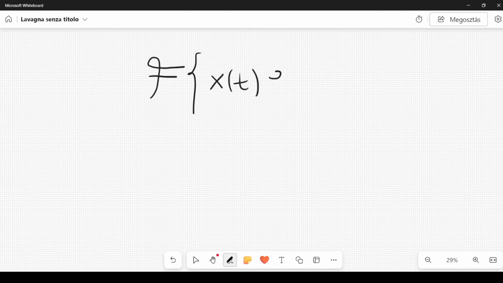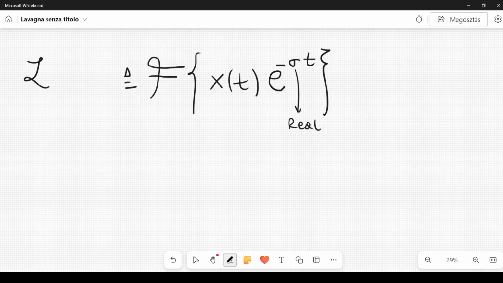And then I multiply this function by an exponential e to the minus sigma times t. So sigma is a real quantity, it's a real number, and we define this to be the Laplace transform of the function x of t.